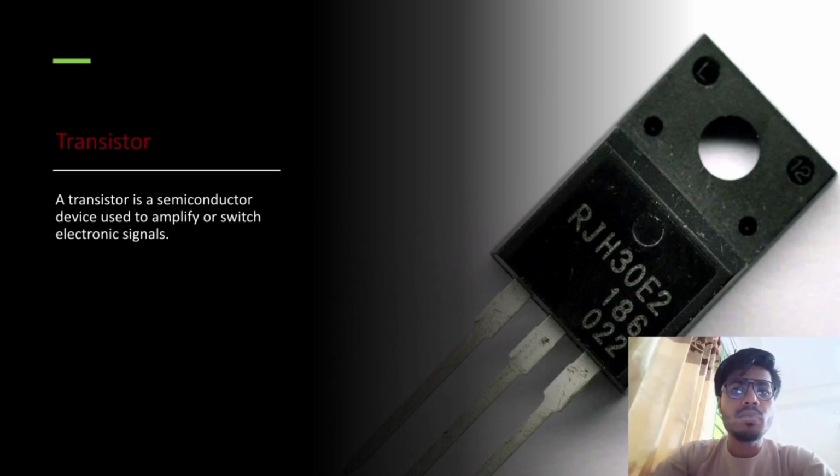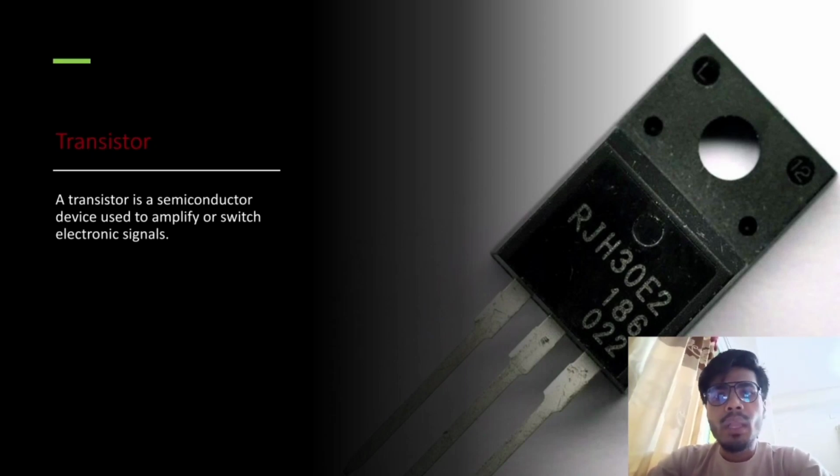Now I'll discuss the transistor. A transistor is a semiconductor device that can amplify or switch electronic signals. It is commonly used as a switch in electronic circuits. In the context of fire alarm and automated sprinkler systems, a transistor can be used as a part of the circuit that controls the activation of the alarms or sprinklers.